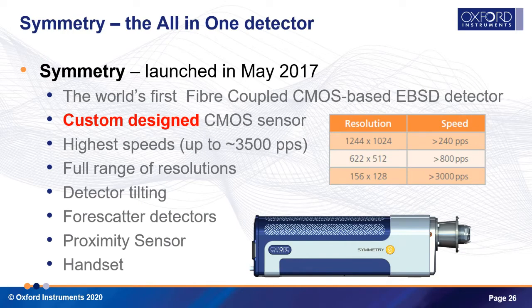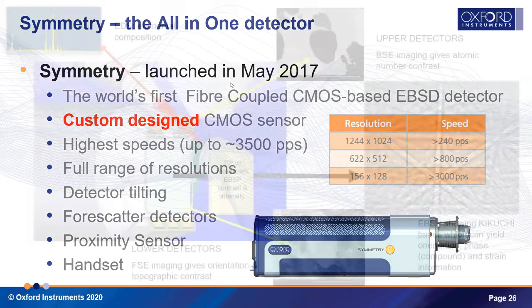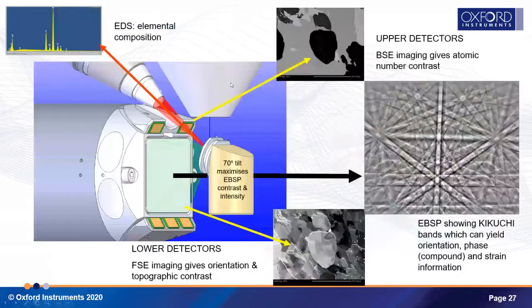So if the stage is being moved too close, the detector will suddenly retract out of the way. We also have a handset or little keyboard that you can operate as well if you like that. So here's a schematic showing what's going on.